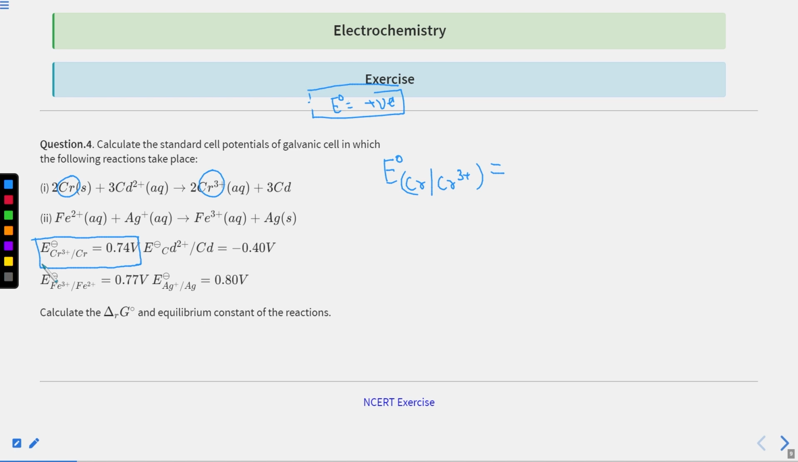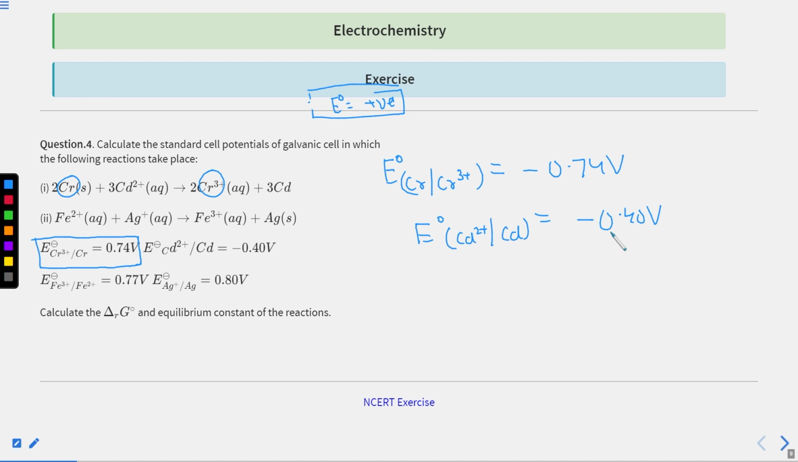Very simple. Just reverse the sign. You will get it as 0.74 volts. Now, which species is getting oxidized? Sorry, reduced. So the half-reaction would be Cd2+ to Cd. This one is getting reduced, and the reduction potential is given as minus 0.40.